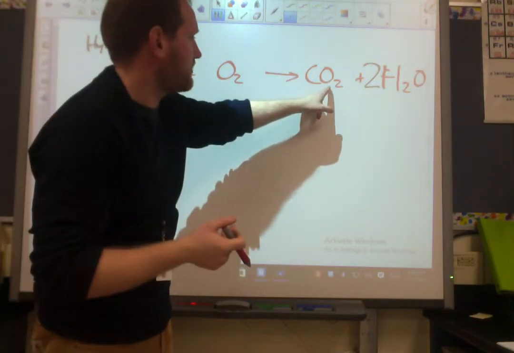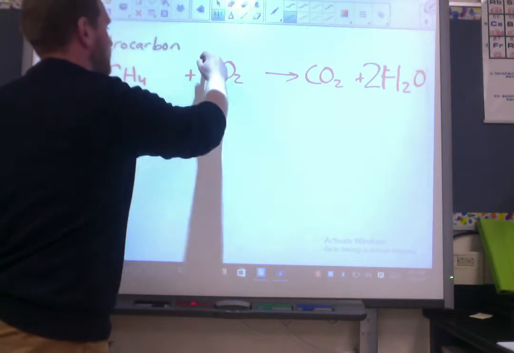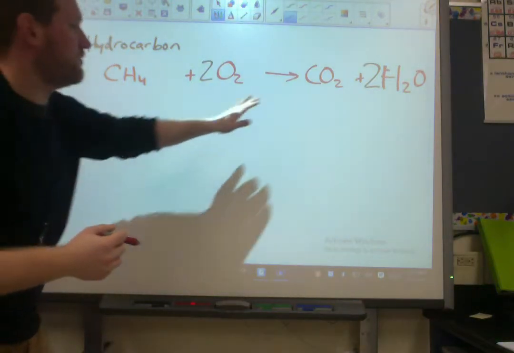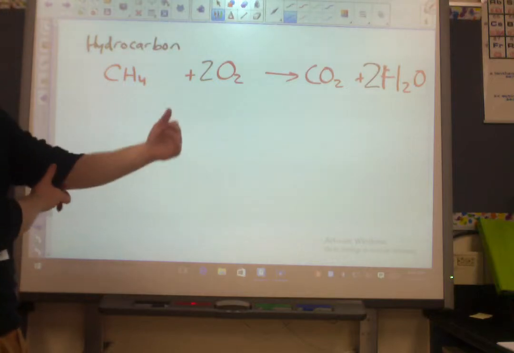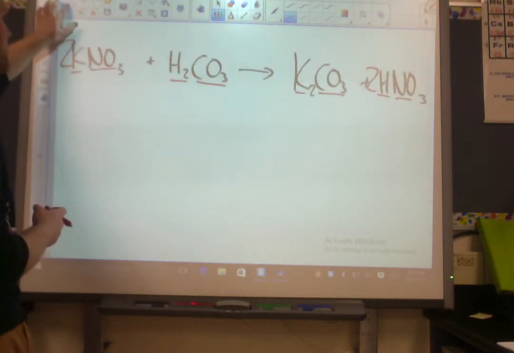So 2 oxygens, 2 oxygens, 2. So 4 plus 2 times 2. So that's very simple, but there are more complicated examples. Let's go through a couple.